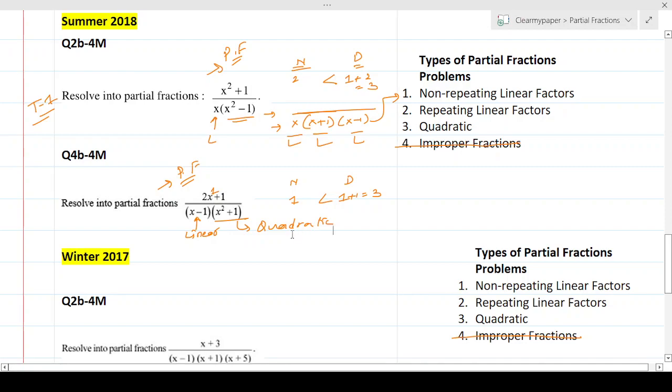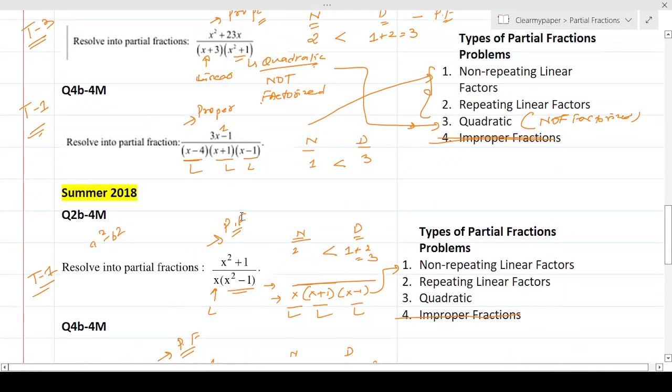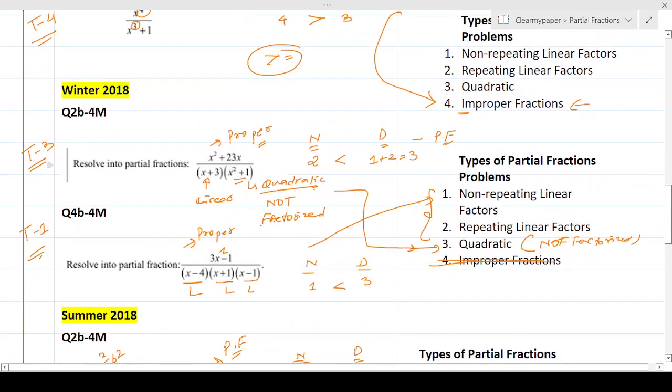But we have already seen we can always factorize x square minus 1 because we have the identity of a square minus b square. We have seen that x square plus 1, even if you see the above problem over here, we were not able to factorize this, so we have to leave it as it is in the quadratic format, and hence it was a type 3.